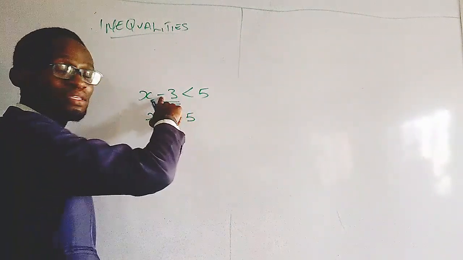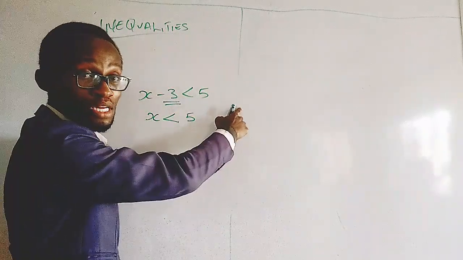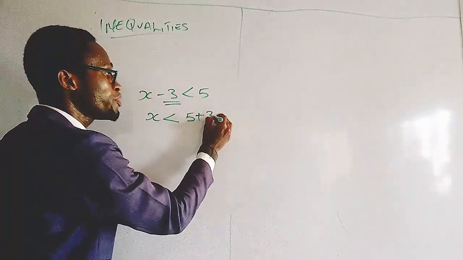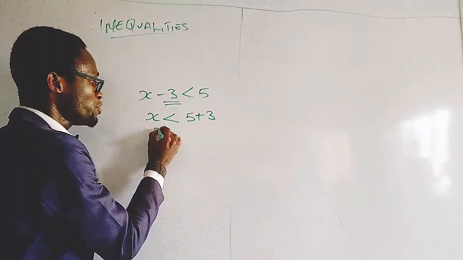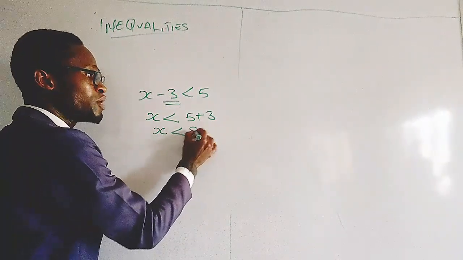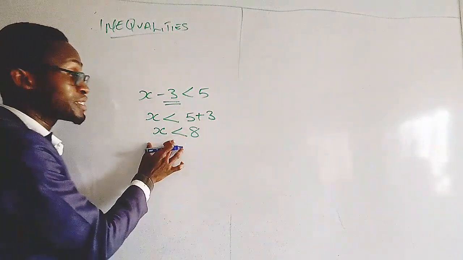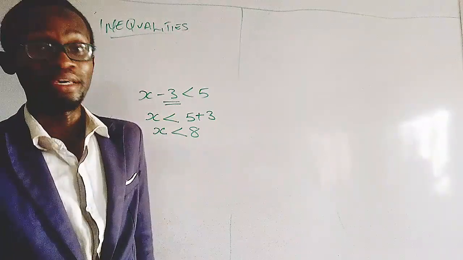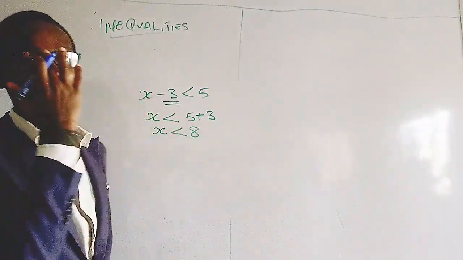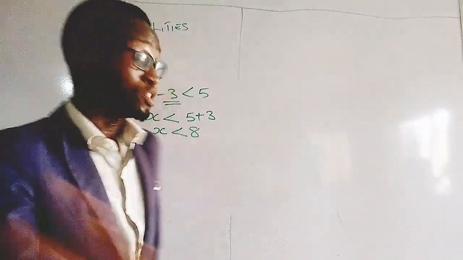Now, because x is less than 5, when this is negative and you cross it to the other side, it becomes positive. So it's going to be plus 3. So this is going to be x less than 8. To say that x is smaller than 8.